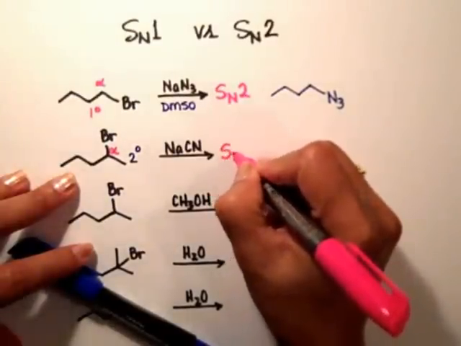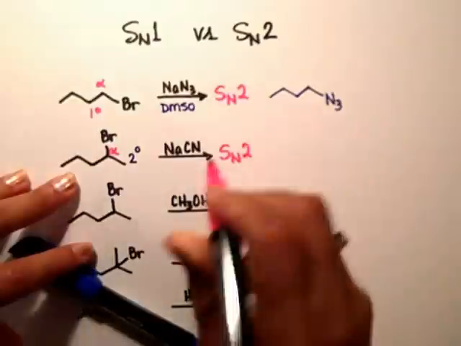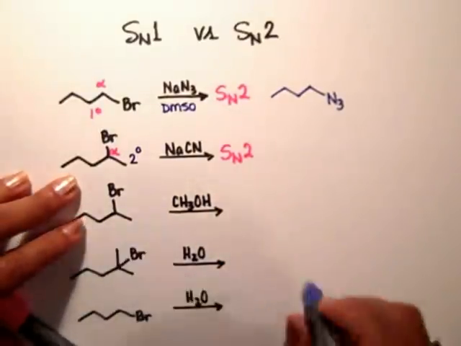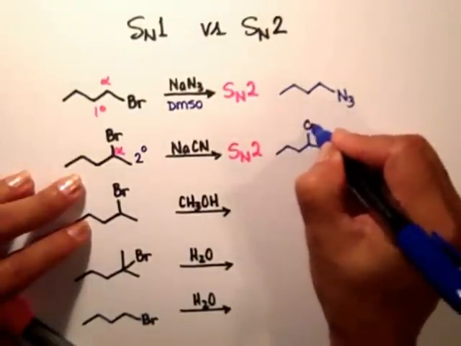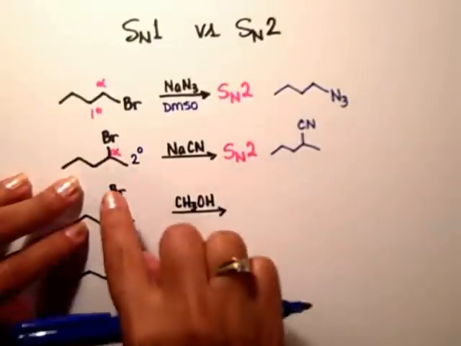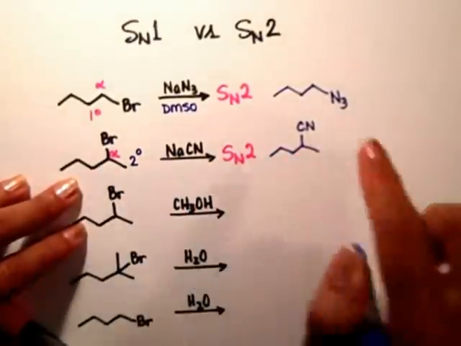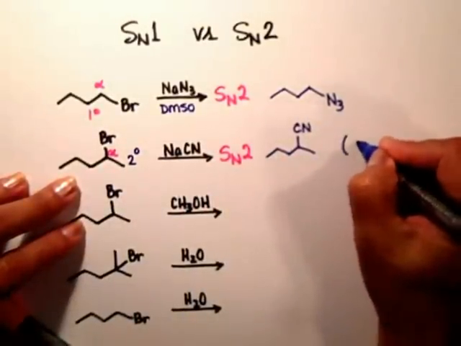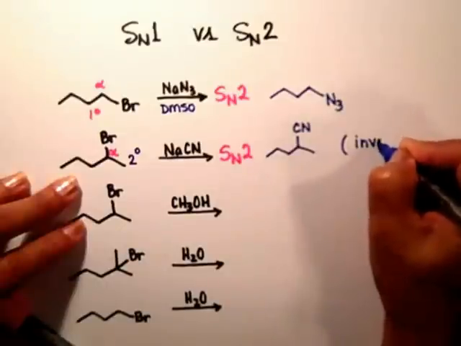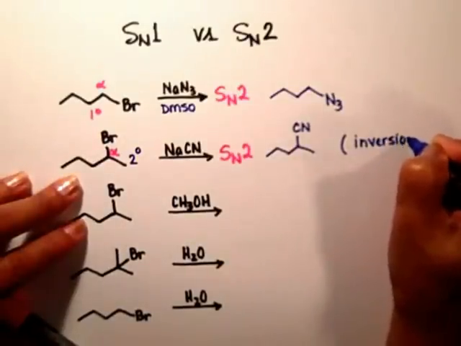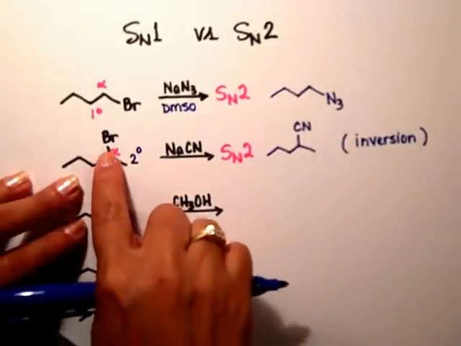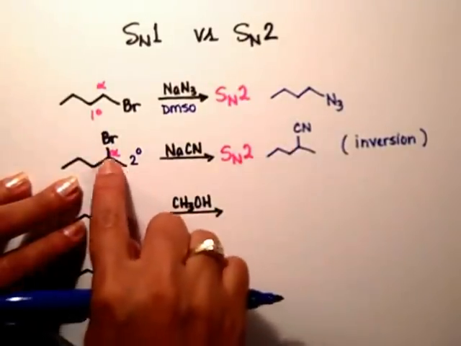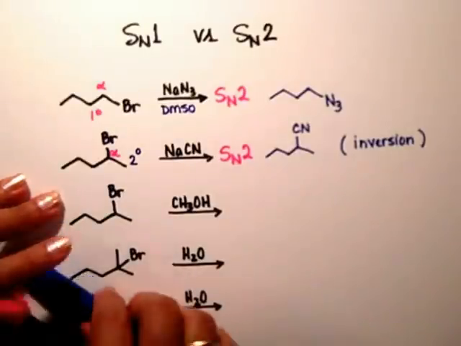So a secondary plus a strong nucleophile is going to do the SN2 reaction. And we're going to substitute the halide for the cyanide. If we had actually specified stereochemistry, remember that the SN2 goes with complete inversion of configuration. But we didn't actually specify the stereochemistry of the starting material.